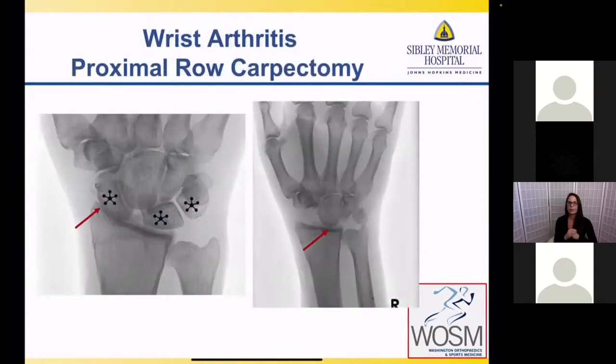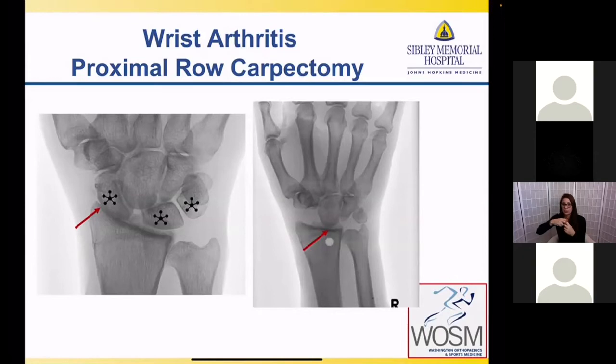So here is someone who has arthritis in their wrist. And again, you can see the red arrow where there's bone rubbing against bone. There's no space like there is here and everywhere else. And in these patients, what we do is we take out the 3 starred bones. And if you look over here, it gives us a new joint where there's now cartilage. And this works very well.